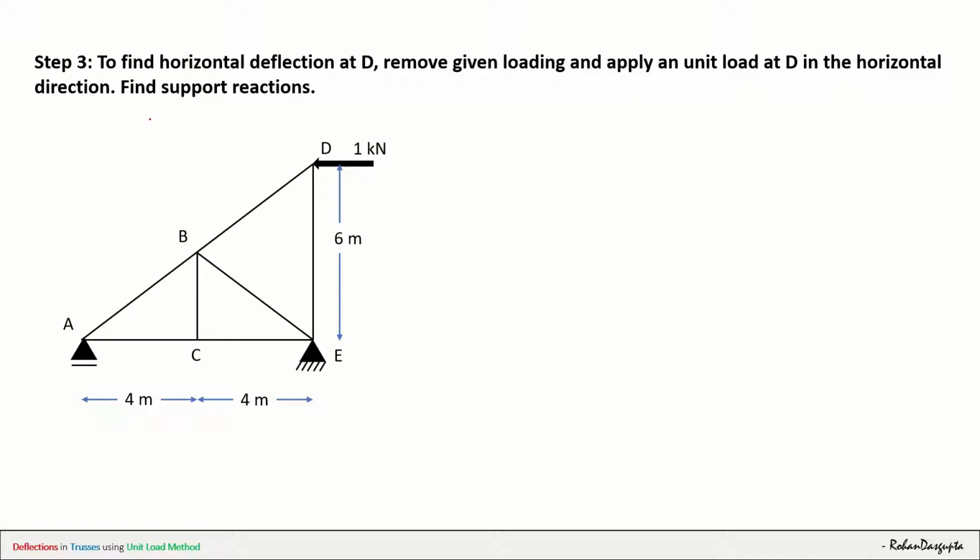We have to find the support reaction. So again, you know that since at A we have the roller support, we will have the vertical at A here, and here we will have vertical at E and horizontal at E. So let us go for the equations of equilibrium.